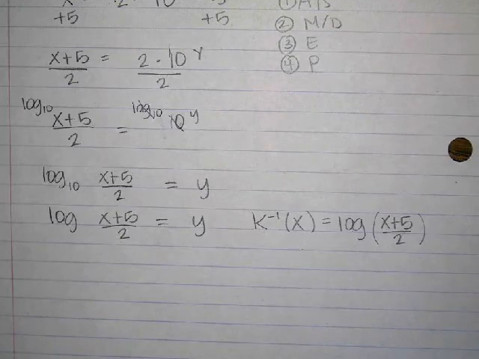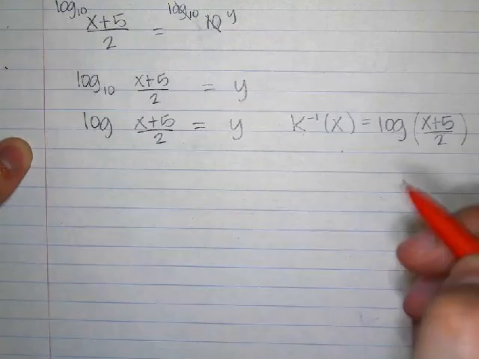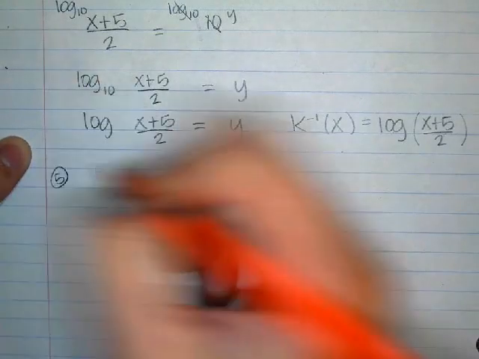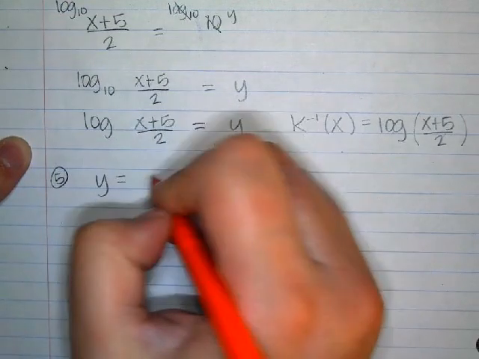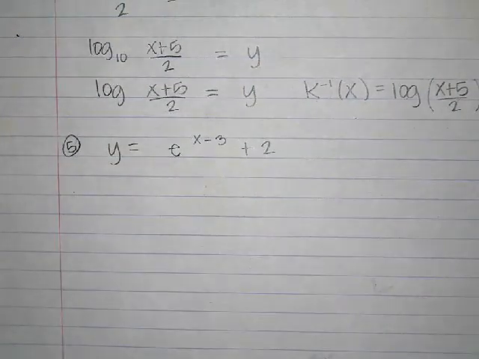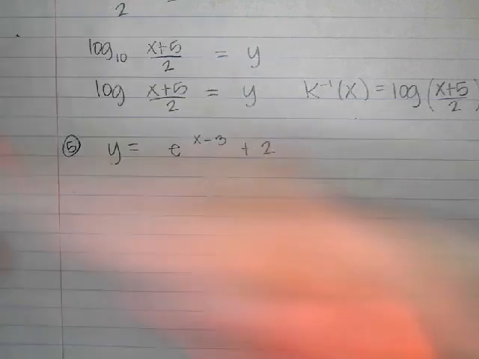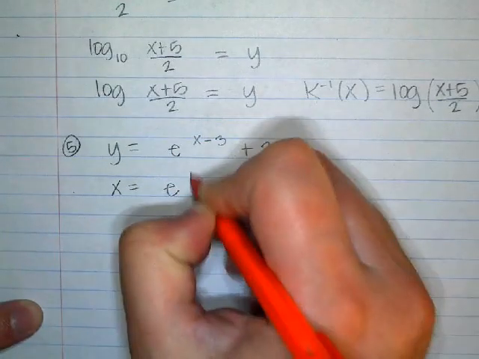Okay, let's try an E problem, and then I think we'll be ready for the practice assignment. So let's do y equals e to the x minus 3 plus 2. Okay, so what do we do? Trade the x and y. So x equals e to the y minus 3 plus 2, okay?